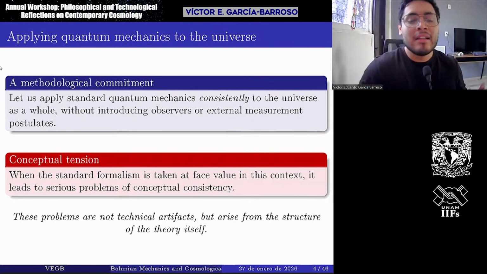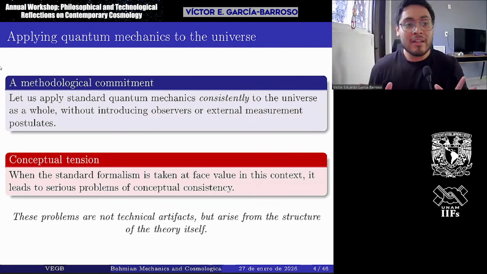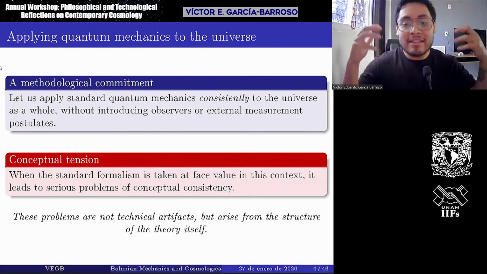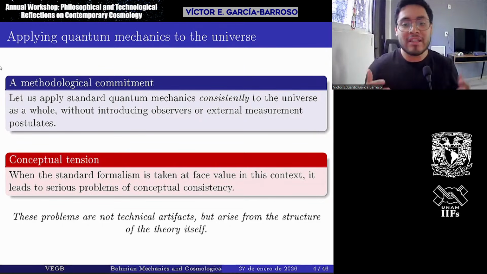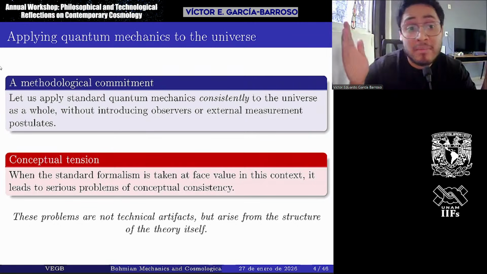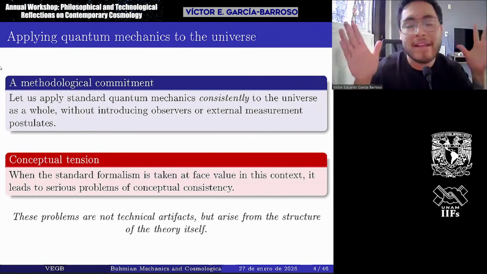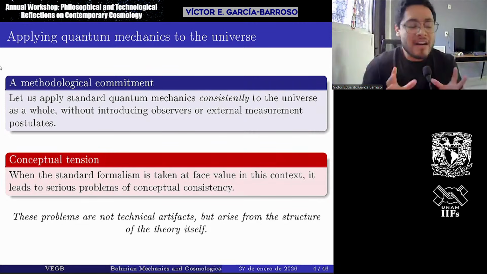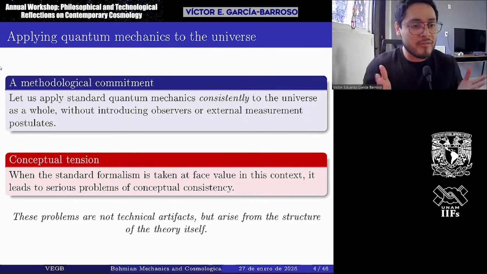Well, let's imagine that quantum mechanics is a good description of the world. Let's try to apply the standard formalism to the whole universe. And we can use the math exactly as it is. But without the external observer, the theory breaks down. We find that the usual rules for probabilities don't work anymore. These are deep inconsistencies that come from the structure of the theory or formalism itself.